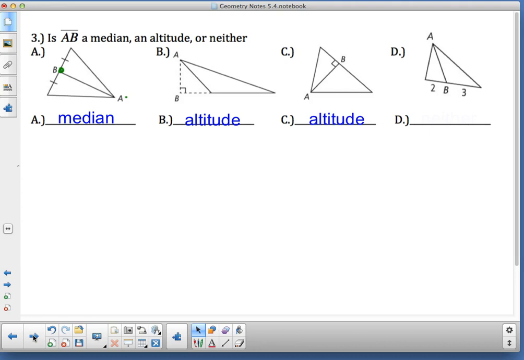And the last one, I'm looking at this. B isn't in the middle because that first part is 2, the second part's 3, so it's neither. Okay? Are there any questions? Okie dokie. Let's go on to the next one.